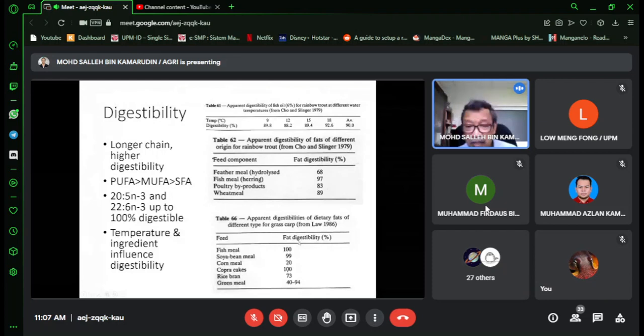This is for grass carp. Oil from fish meal is 100% digestible. Soybean 99%, but some copra cake is high, 100%. Cornmeal oil is not very digestible, very poor. Yeah? So it depends, the digestibility differs according to the source of lipid.